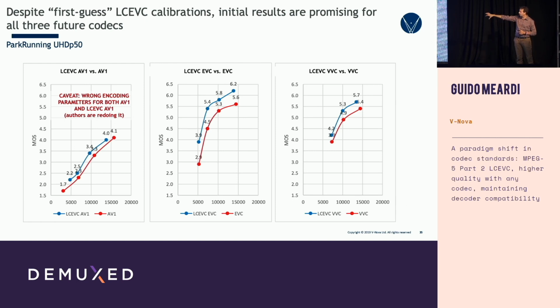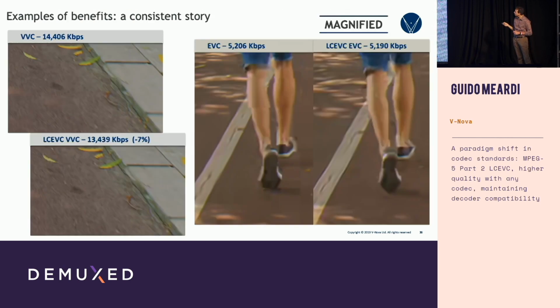AV1, a caveat: don't look at the absolute numbers because the researcher actually coded with their own parameters for both AV1 and LCEVC. I'm actually glad that despite the wrong parameters, still there is a benefit, so it's actually good, but essentially that will be redone. But you see that for EVC and VVC, the benefits in MOS are pretty substantial. They get to about 30+% in MOS.